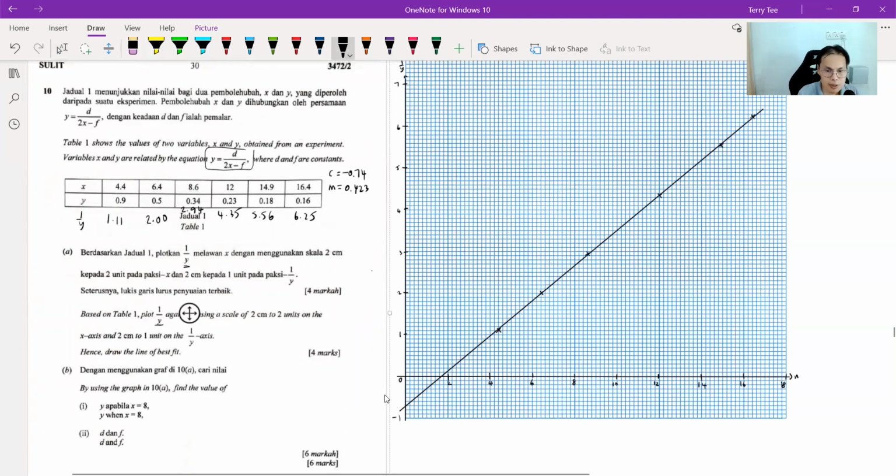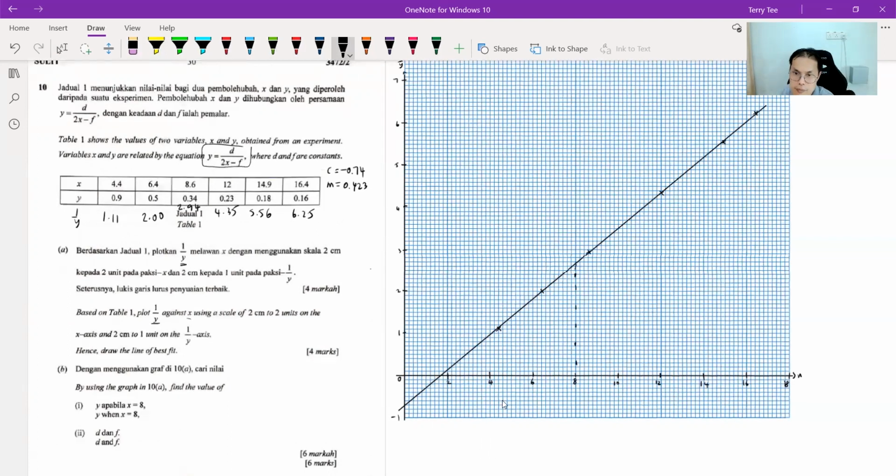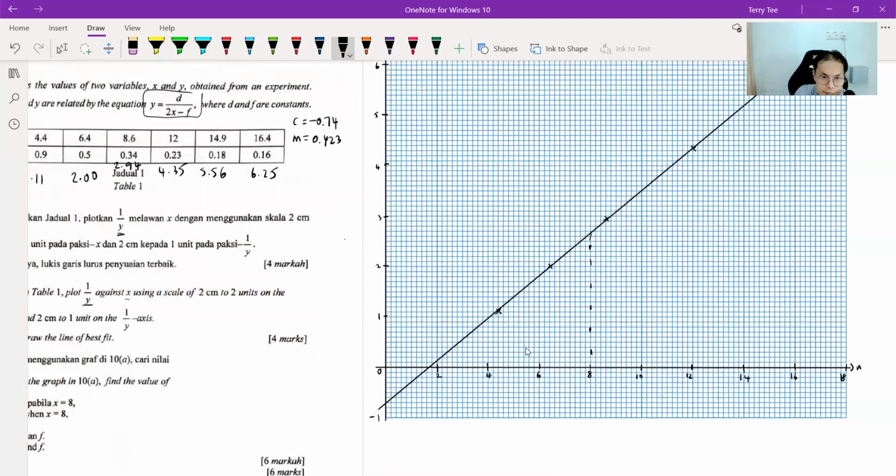Okay, maybe we find this first because the question says, find the value of y when your x is 8. Okay, when your x is 8, we can just move this up. Read from here, find your y value. Okay, my y value looks like 2.6 or 2.65 around there. Now you might get a slightly different answer. It's okay. It looks like 2.65. Yeah, this is 3. Okay. 2.65 is in between 2.6 and 2.7. Okay, this is 2.65.